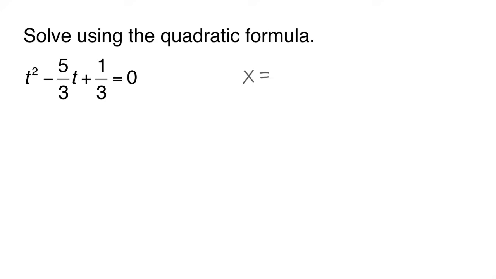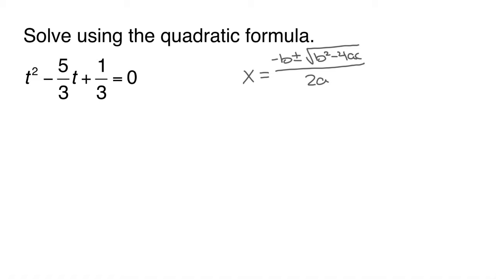to 0. And it's x equals negative b plus or minus the square root of b squared minus 4ac all over 2a. To make things easier, let's multiply both sides of our equation by the LCD of each term, which is 3. That will clear our fractions so that a, b, and c for the quadratic formula will be integers.